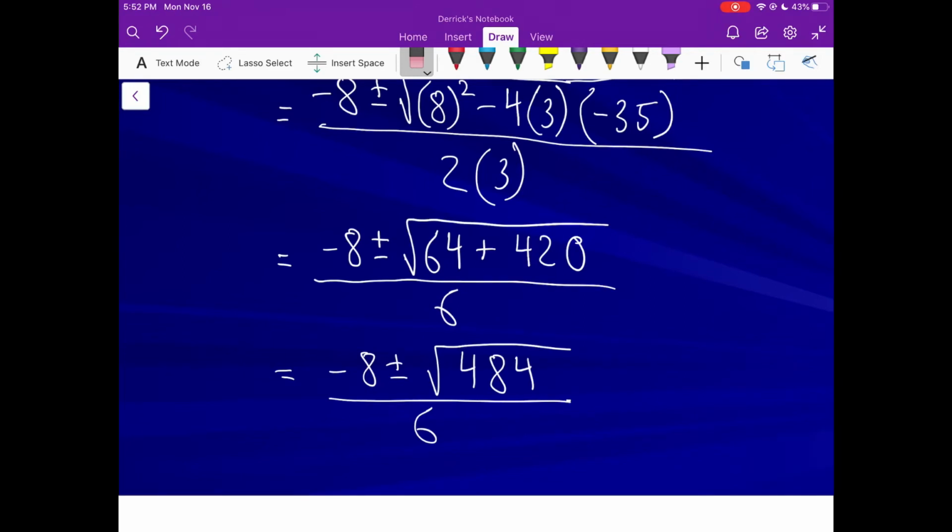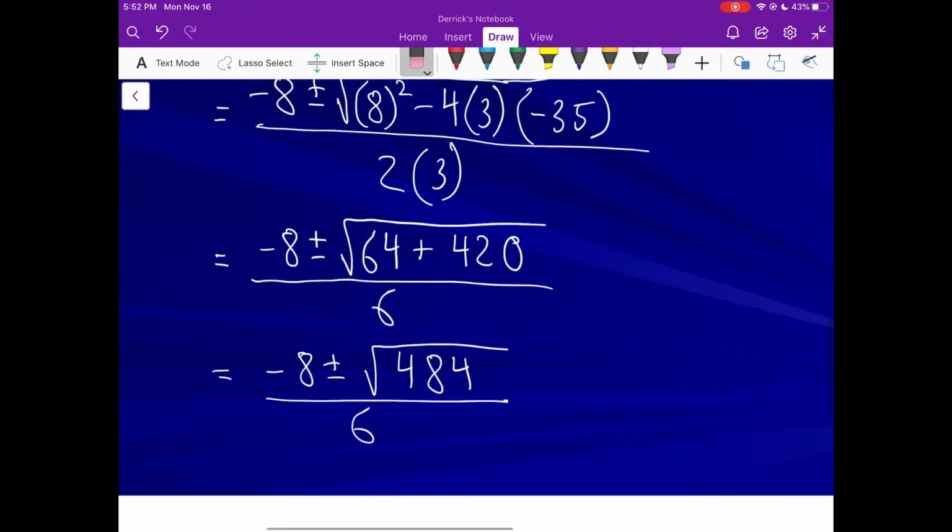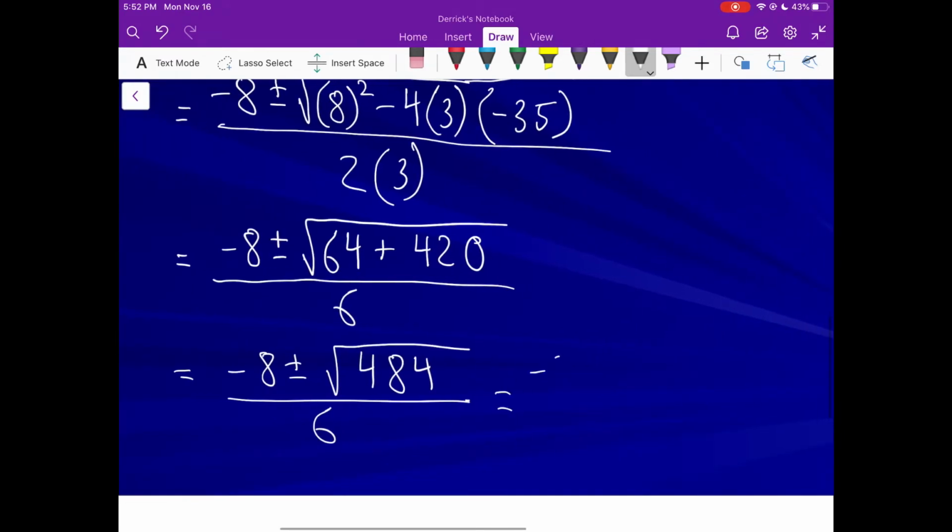Well, next step then is to see what we get with the square root of 484. Like we've talked about, you should do the square root first and see if it comes out evenly before you start doing a factor tree and everything. In this case, the square root of 484 does actually come out nicely to 22, meaning we have negative 8 plus or minus 22 over 6.